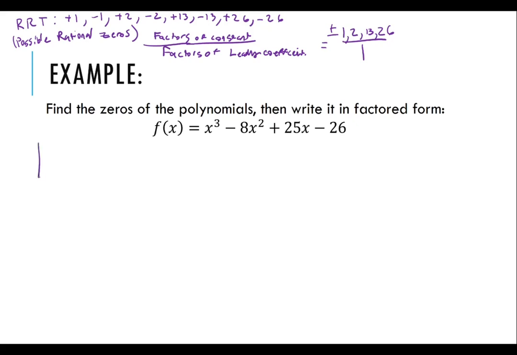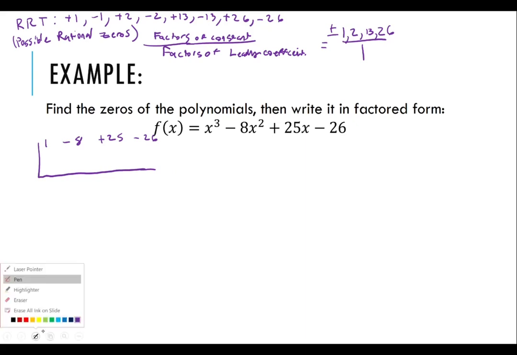I'm going to use synthetic division, and so my coefficients are 1, negative 8, positive 25, negative 26, and then I'm going to use the zeros to test and see if they are zeros of the polynomial. So, for the sake of practice, let's start with positive 1. Let's see if this works. Remember our algorithm. Bring down your first coefficient always.